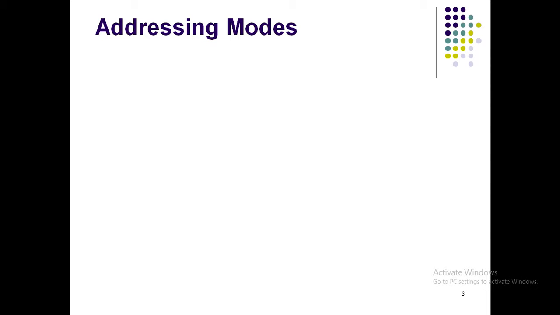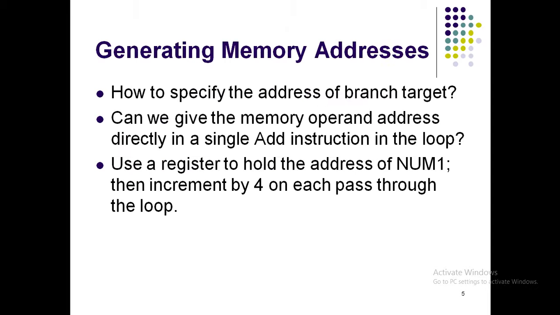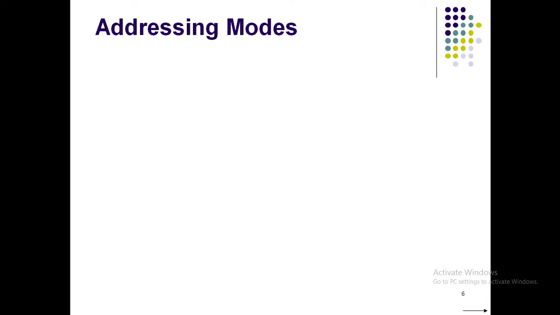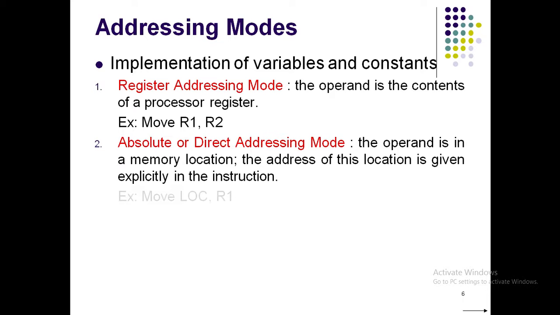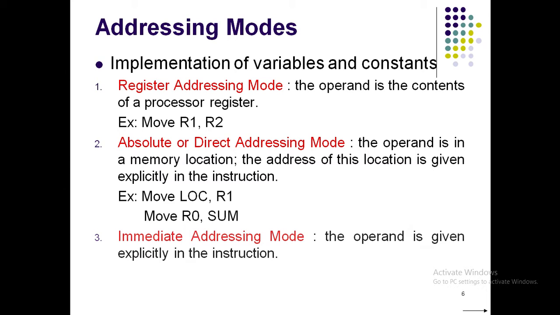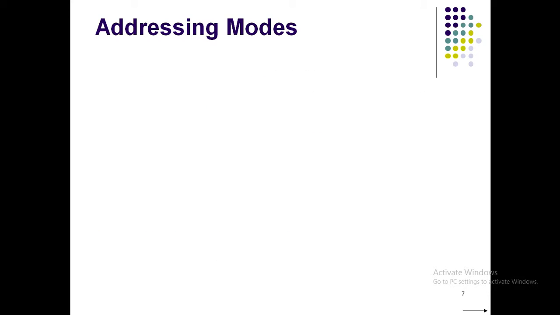We touched upon these 4 very important questions in the first video lecture. Then we moved ahead and checked the 3 major addressing modes: the register addressing mode, which involves 2 registers; next, the absolute addressing mode or direct addressing mode, which involves a memory location; and next, the immediate addressing mode, which involves an immediate number.